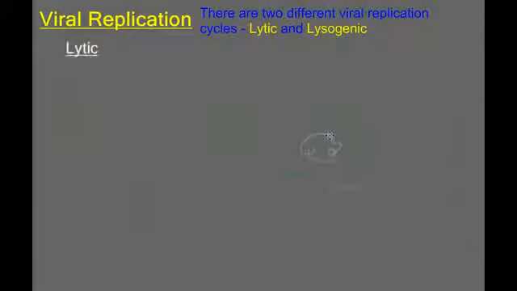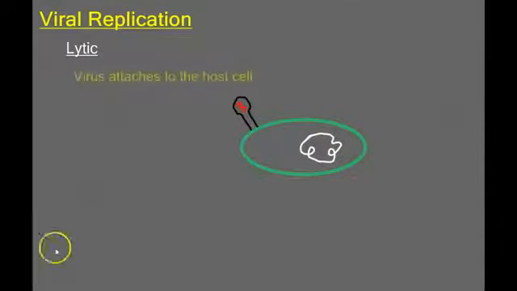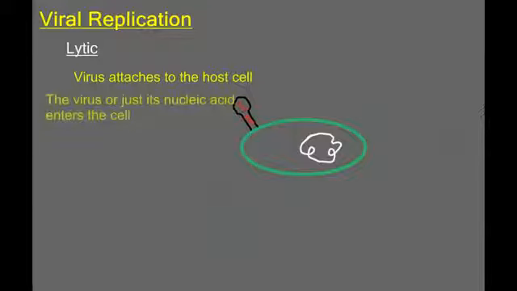And so here we have a bacterial cell. We use a bacterial cell because it's kind of easier to see what's going on. And we need a bacteriophage, a virus that infects bacteria. And let's go through the steps. The virus attaches to the host cell. Then you see that it's going to insert the whole virus or just its nucleic acid into the cell.